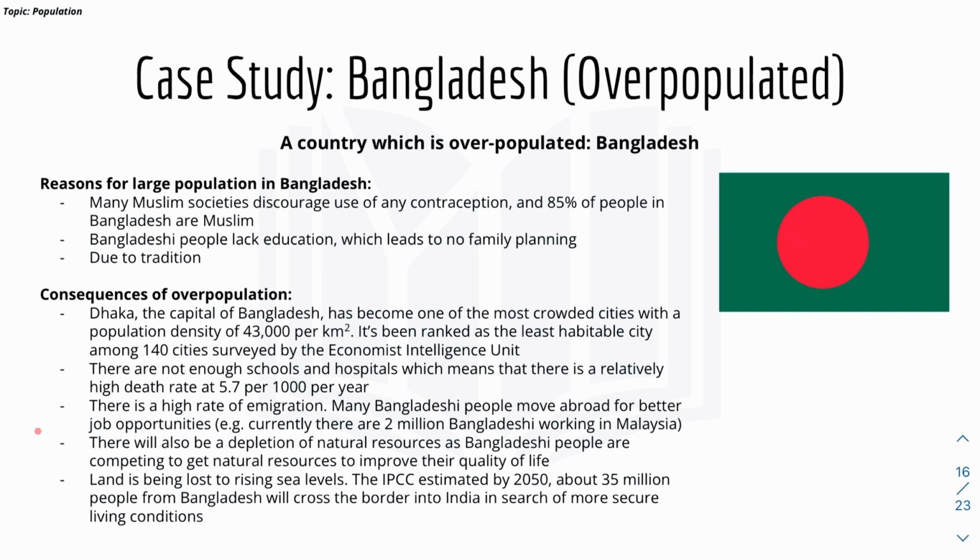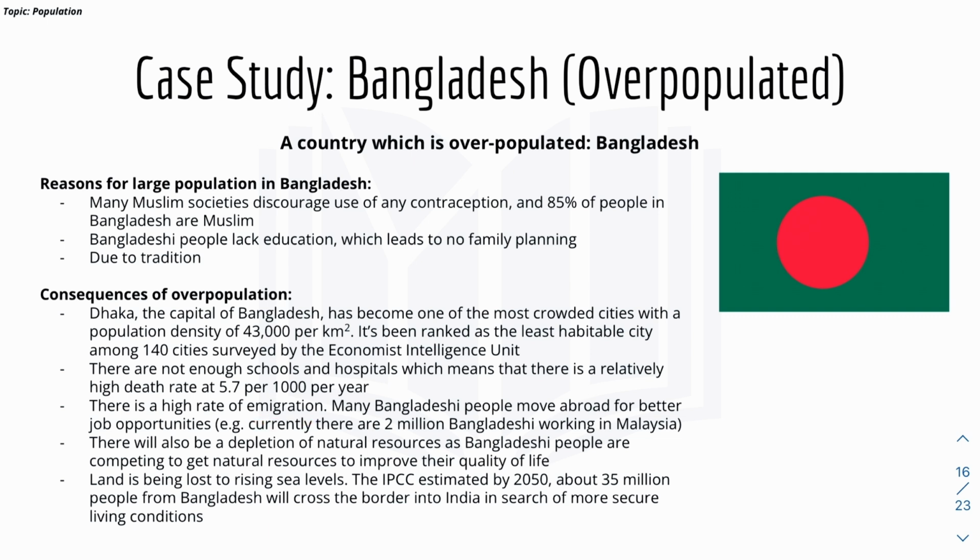And there are many consequences of overpopulation in Bangladesh. For example, Dhaka, which is the capital of Bangladesh, has become one of the most crowded cities due to a high population density at 43,000 per kilometer squared. And there are not enough schools and hospitals, which means that there's a relatively high death rate. And because there's little job opportunities in Bangladesh, this leads to a high rate of emigration.